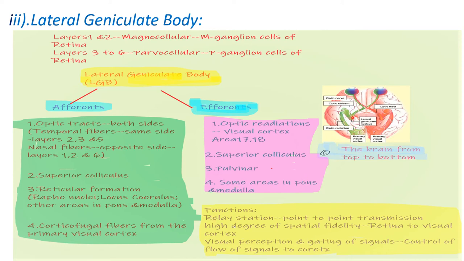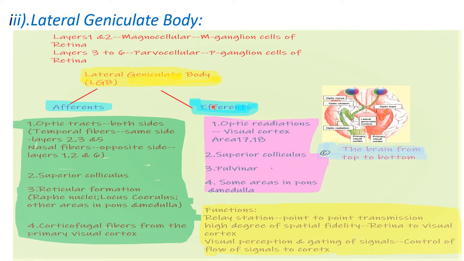So fibers come to it from the primary visual cortex as corticofugal fibers, and it helps in processing the visual sensations. A very important point is that in the lateral geniculate body, the macula has a very large representation. The caudal two-third, caudal is the posterior, is represented by the macula, and the rostral one-third by the rest of the retina. See, the macula has a very large representation over here.